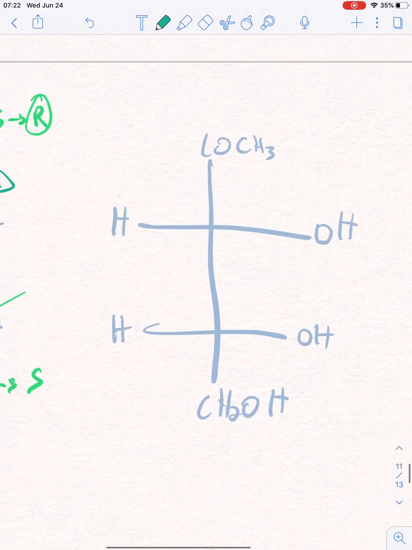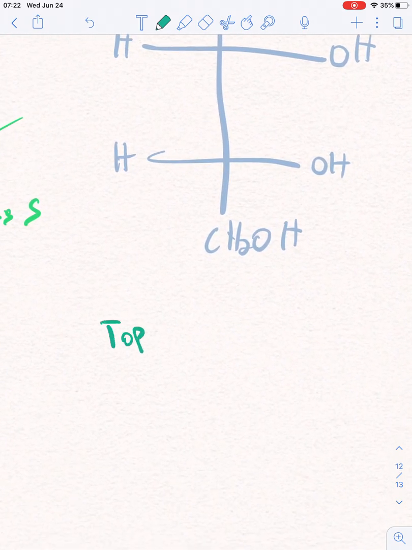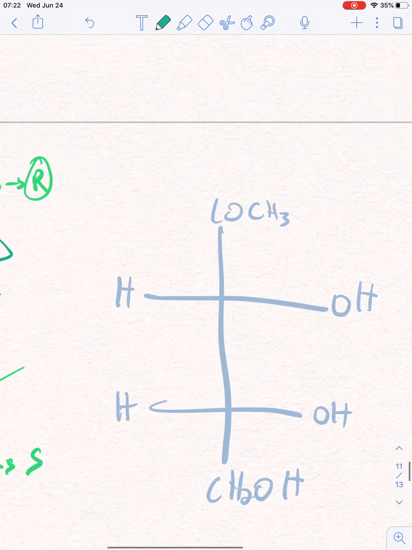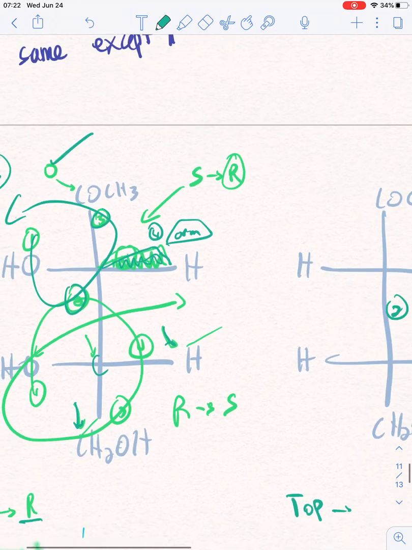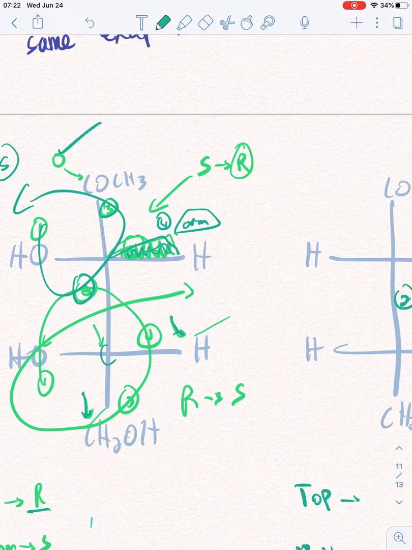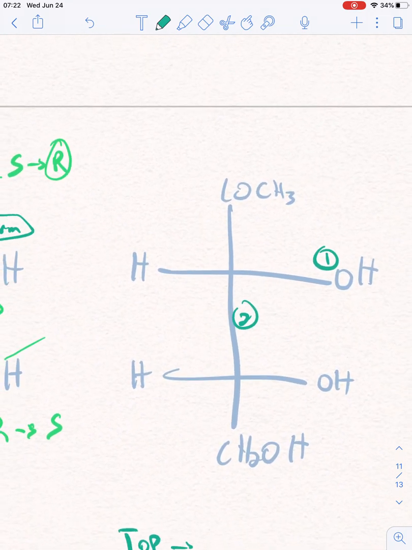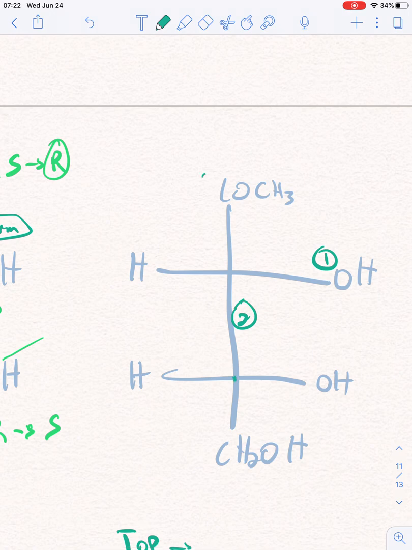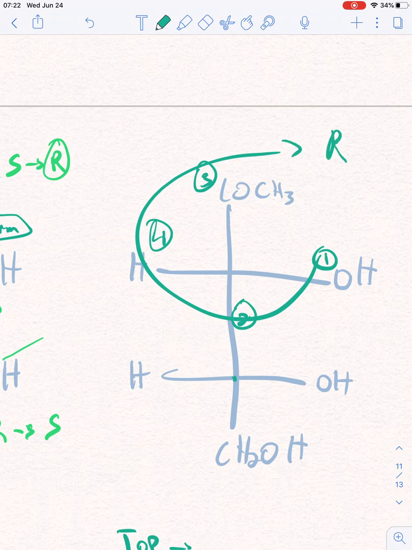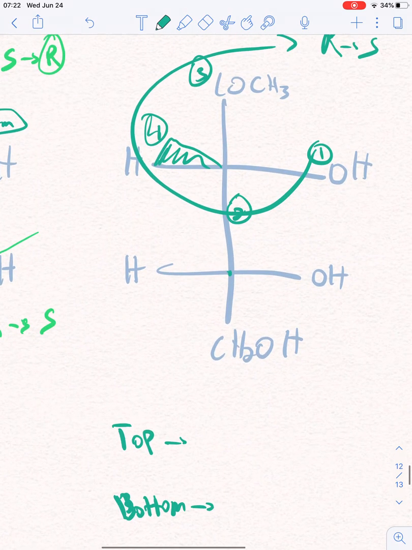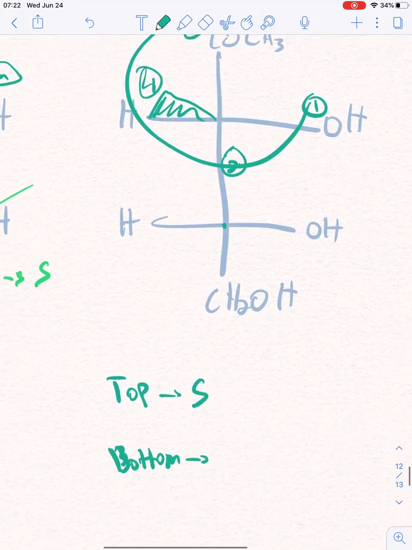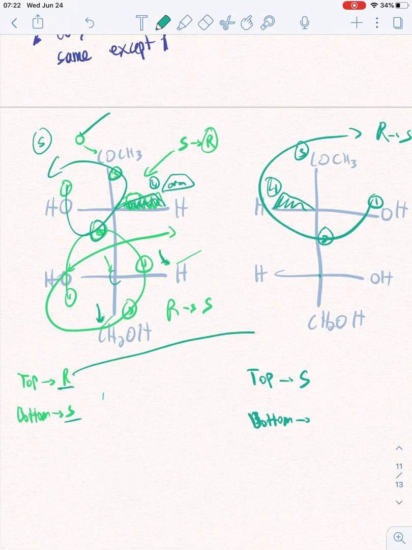Now we got to go over here. I just do this to keep track of what is what. Top, 1, 2. What's nice about a lot of these is that if it's the same structure, you can kind of use the same ordering system. You just have to flip it, right? So that's 1. We know this one's 2 because of the tie. 3, and then 4. So 1, 2, 3, that's R, but 4 is in the front, right? So it's S. So the top is going to go right now from R to S.